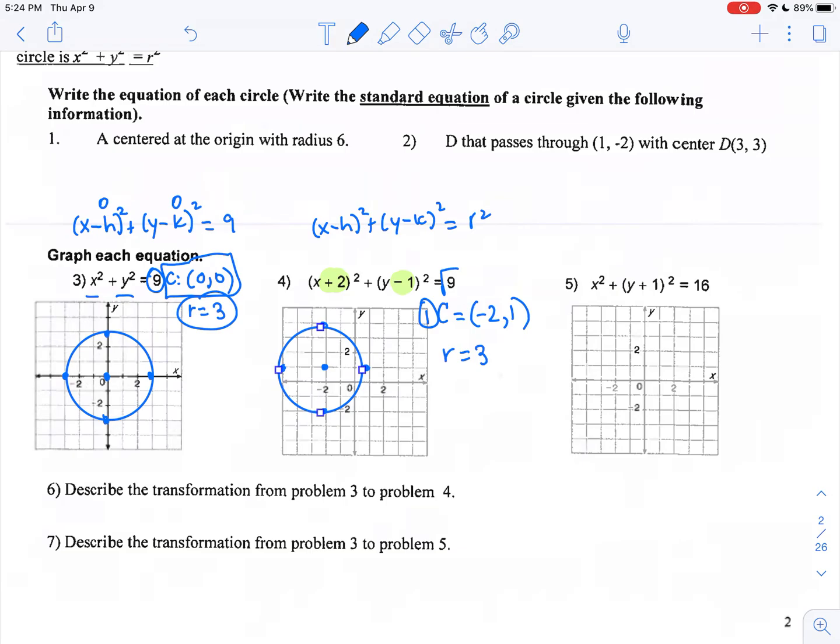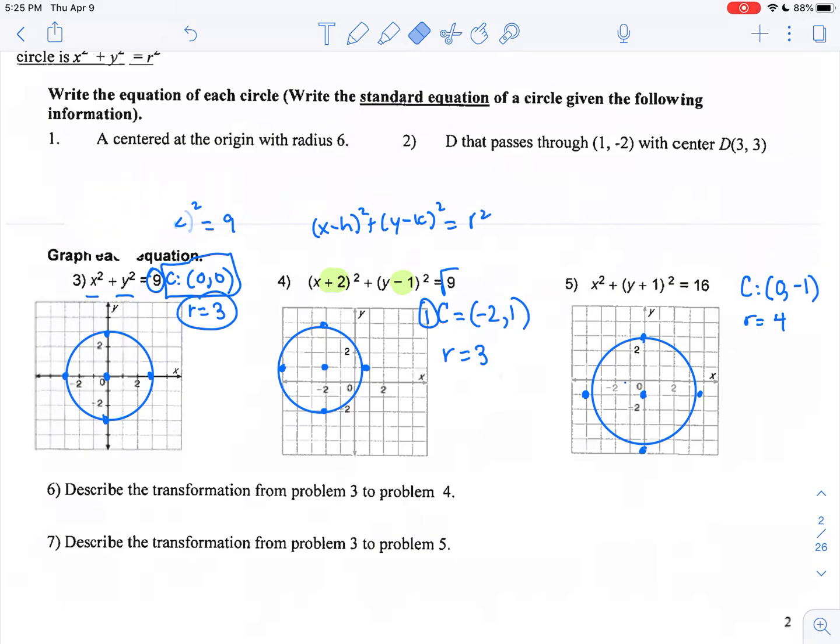Why don't you guys hit pause and then try number 5 and check your answer. All right, so your center: there is no change in x, so 0. The change of y is going to be the opposite of positive 1, negative 1. So (0, -1) would put us down on the y-axis. The square root of 16 is 4, so our radius is 4. So 4 to the right, left 4, down 4, and up 4. Then sketch our circle through, and we should get that as our circle.